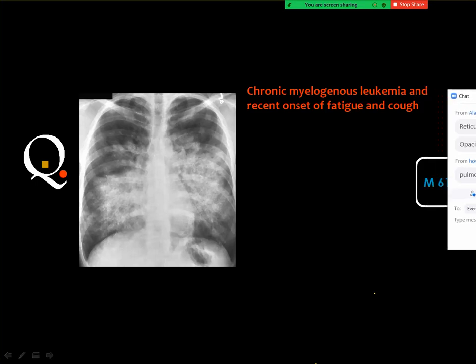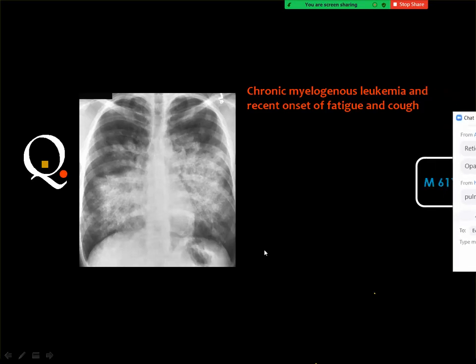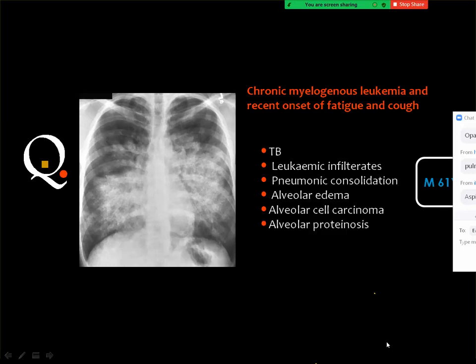Then we have this case of a male patient, 61 years old, with chronic myelogenous leukemia and recent onset of fatigue and cough. And I may give you some of the diagnostic possibilities. Here are the diagnostic possibilities. This is TB, or leukemic infiltrations, or pneumonic consolidation, alveolar edema, alveolar cell carcinoma, alveolar proteinosis.